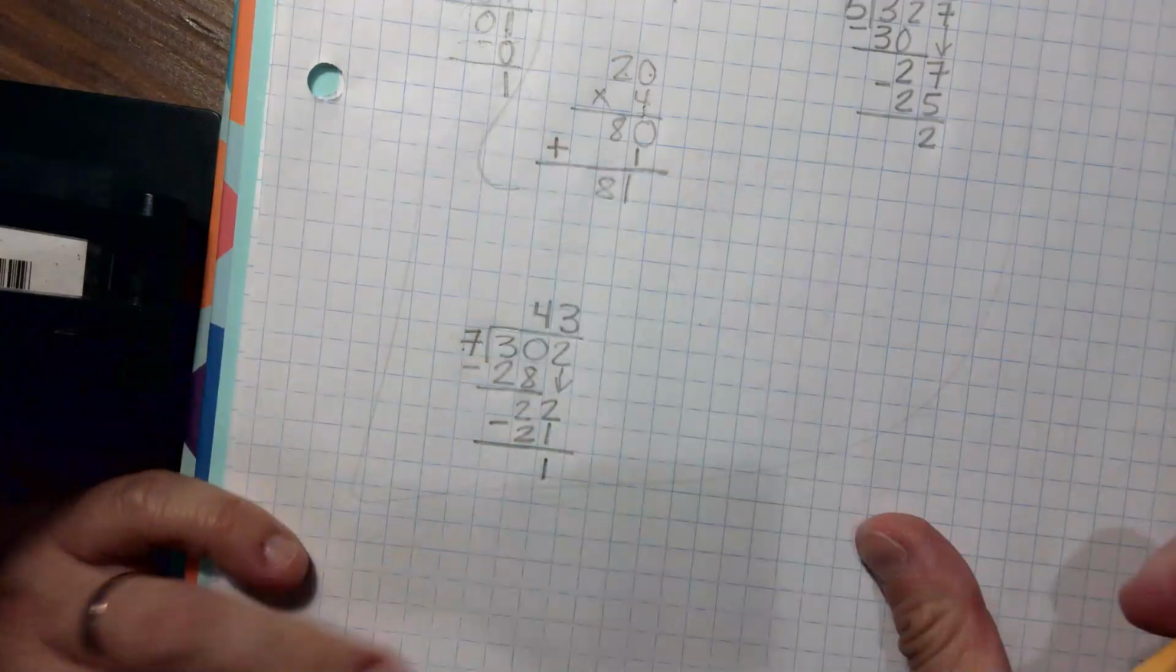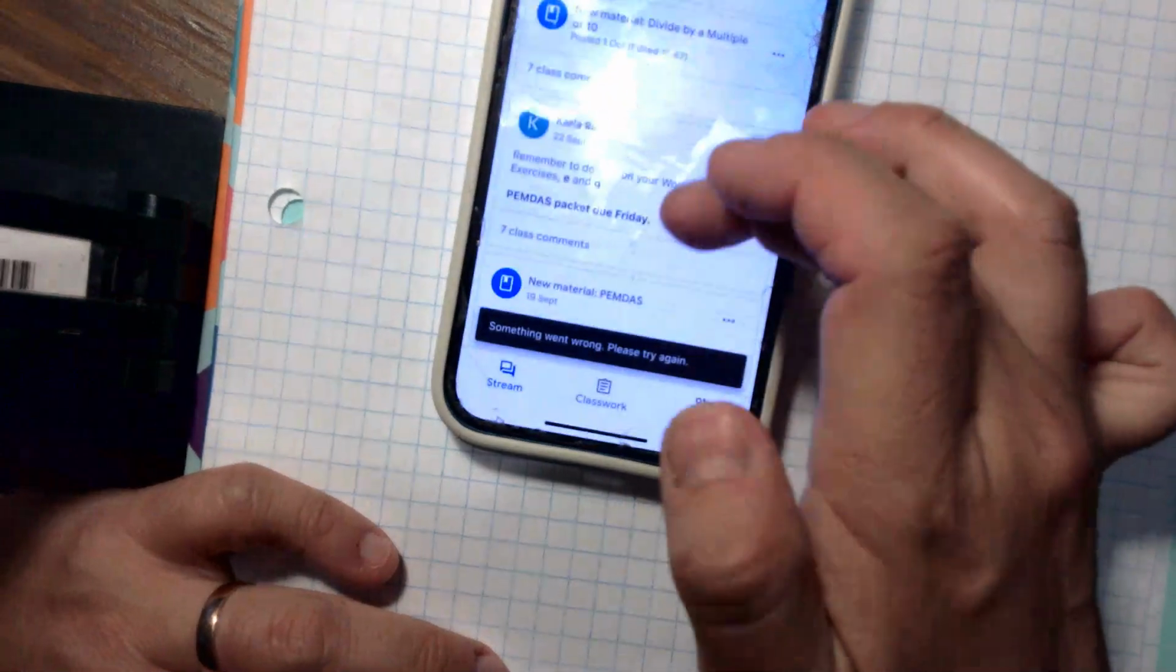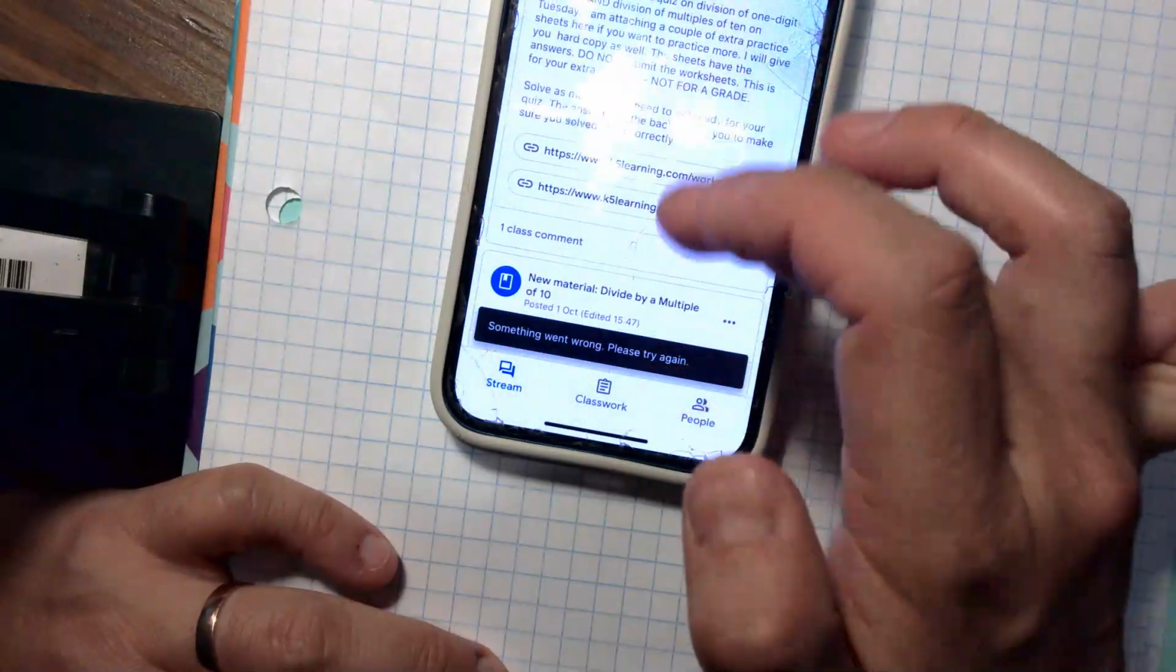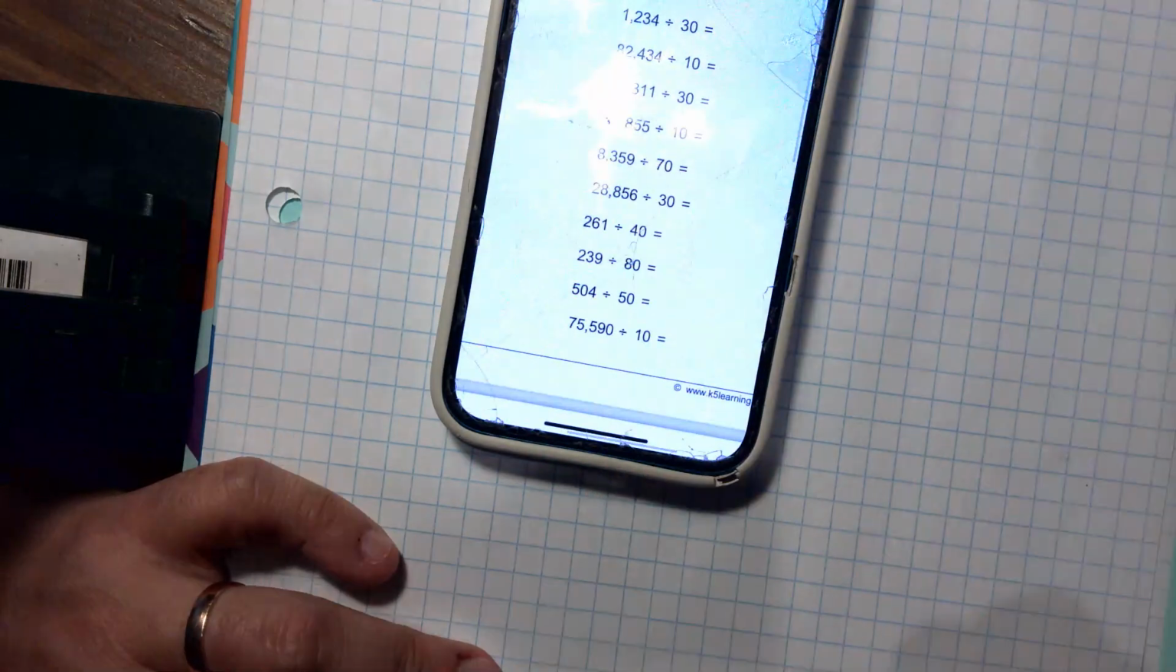Okay? So that's as far as it goes with that. Now, the other skill that is going to be tomorrow, and that I also gave you a worksheet for. Let me just go to the other worksheet. The other worksheet is one that is about division by multiples of 10, okay?